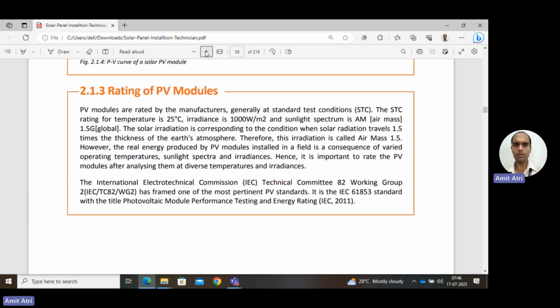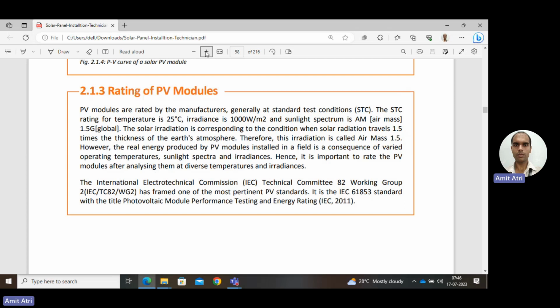Coming to the rating of PV modules. These are the specifications which are already specified while purchasing or selecting the PV module, and they are under standard test conditions. Under standard test conditions, the temperature is taken as 25 degrees Celsius, irradiance 1000 watt per meter square. In the sunlight spectrum, the air mass is 1.5 G, that is global. This corresponds to the condition when solar radiation travels 1.5 times the thickness of the Earth's atmosphere. That is why it is called air mass 1.5.